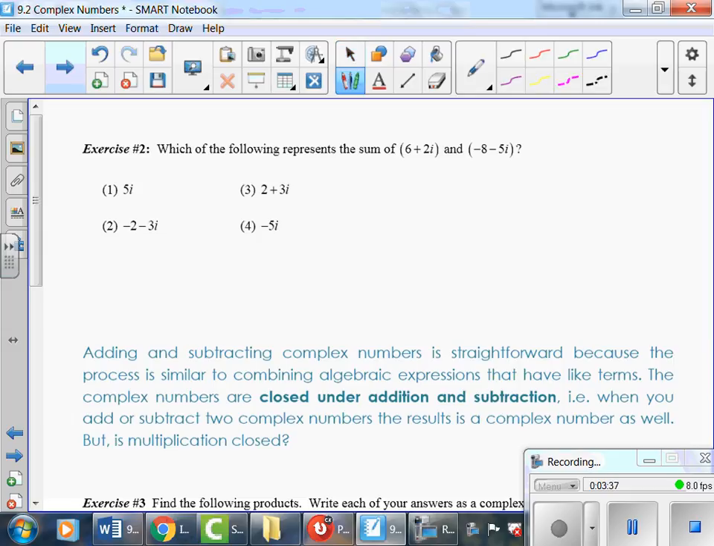Now, the important word to make sure that you're understanding the meaning of is the word sum, which we hopefully know is adding. It's the result when we add two things together. So in this case, because we're adding, and this is going to be a plus sign here, we can just combine our like terms and get -2, combine our imaginary terms and get -3i, and see our answer is right here.